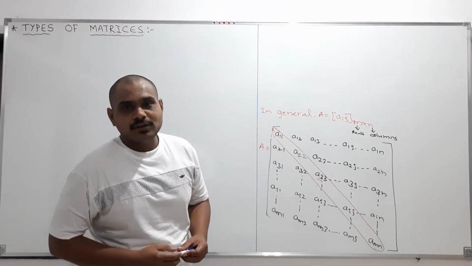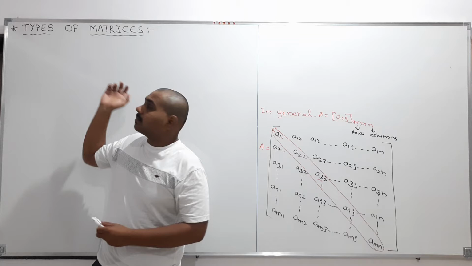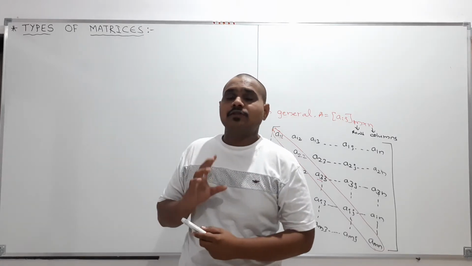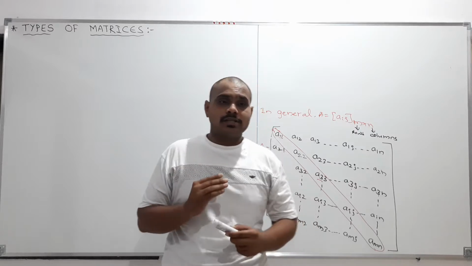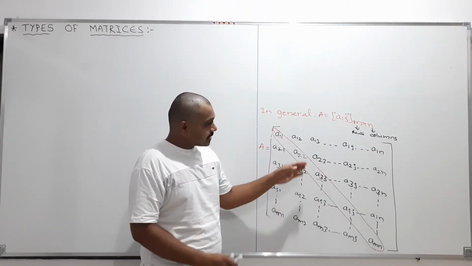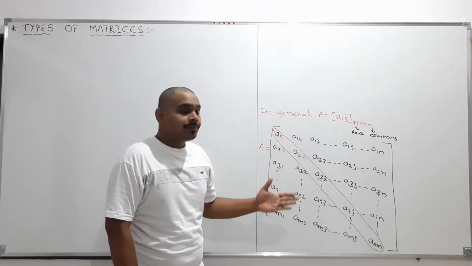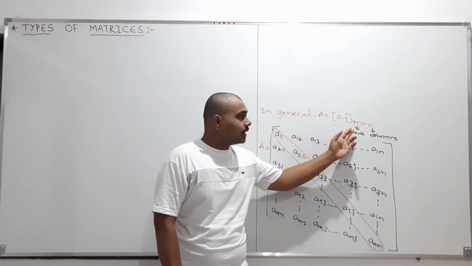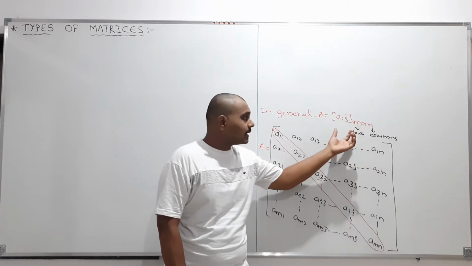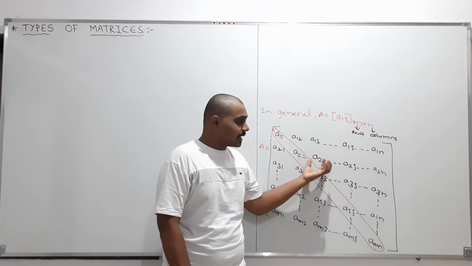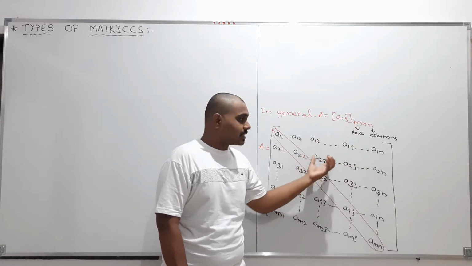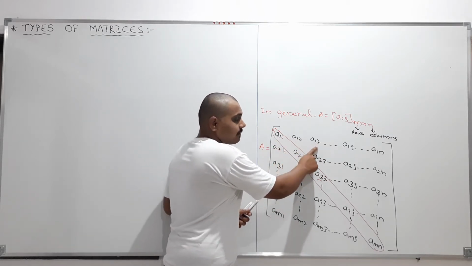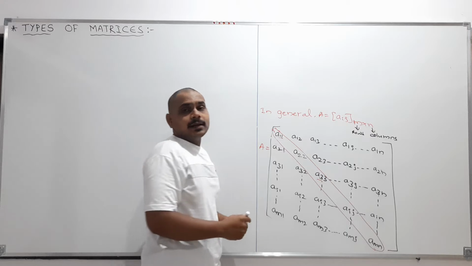In the previous videos we discussed types of matrices. While explaining those types, I also explained the elements in general. If a matrix is of order m cross n, then generally we write the matrix like this. The elements in this matrix will be A11, A12, A13, and so on up to A1n.